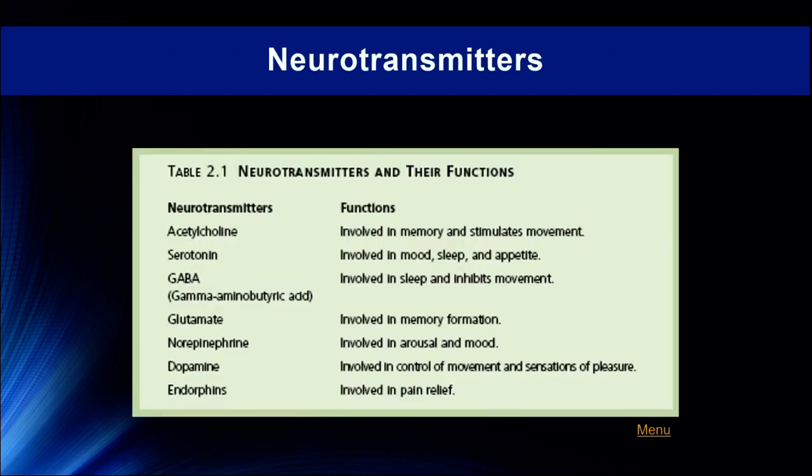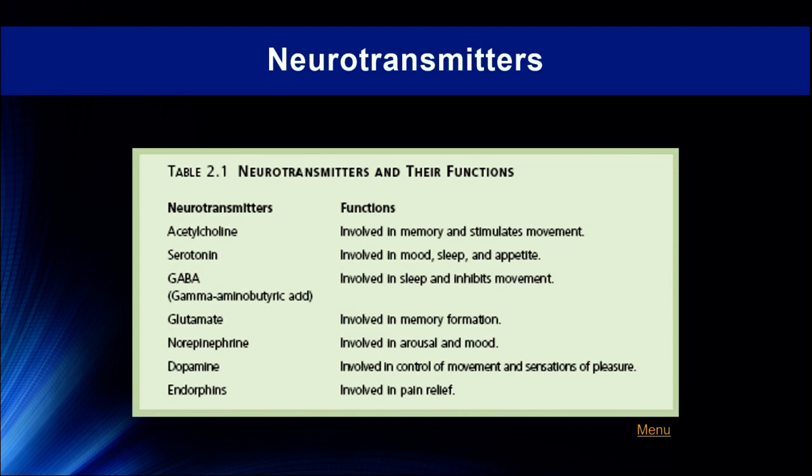So some neurotransmitters we're going to spend some time talking about throughout the term include acetylcholine. Acetylcholine is involved in memory and is also involved in movement and motor coordination. Serotonin is involved in mood regulation, sleep, appetite, and thirst satiety. Gamma-aminobutyric acid, or GABA, is involved in sleep and also inhibits movement. It's an entirely inhibitory neurotransmitter.